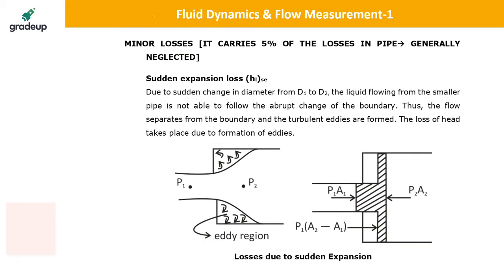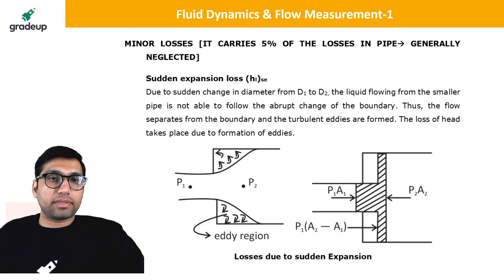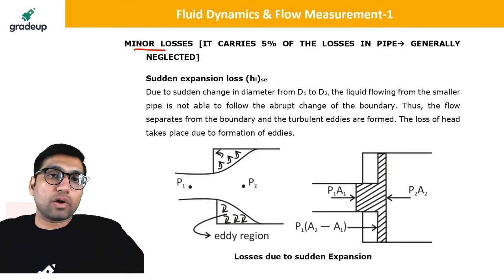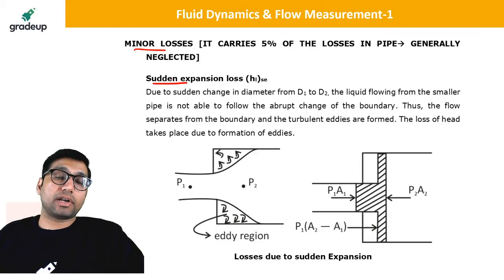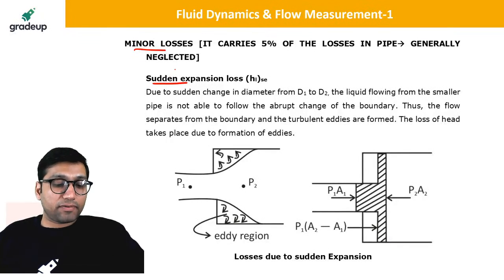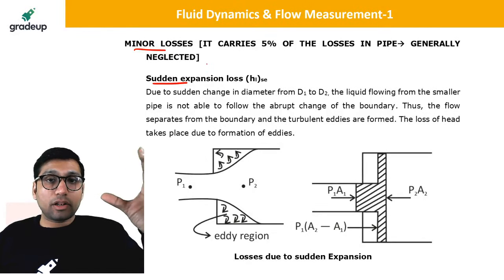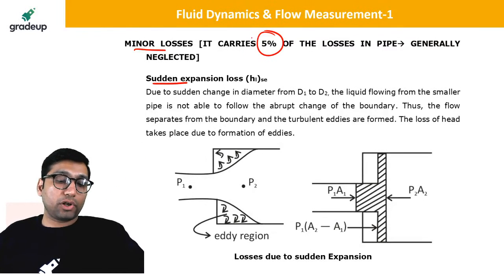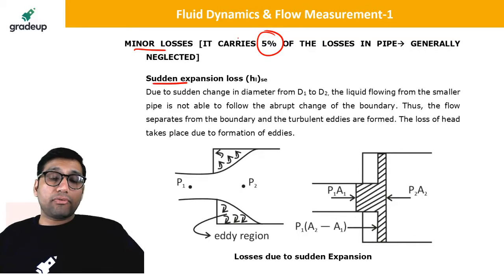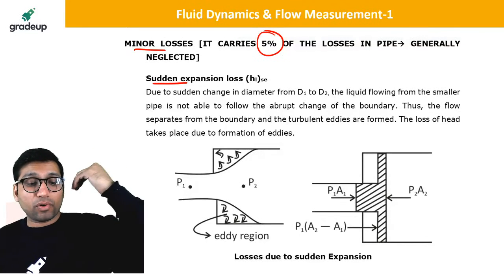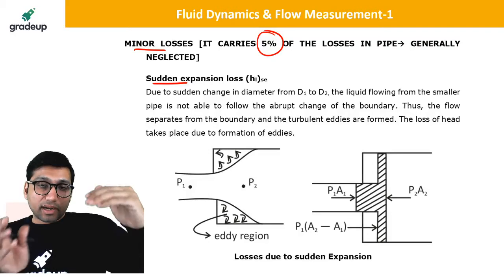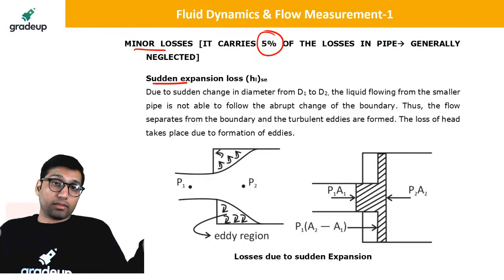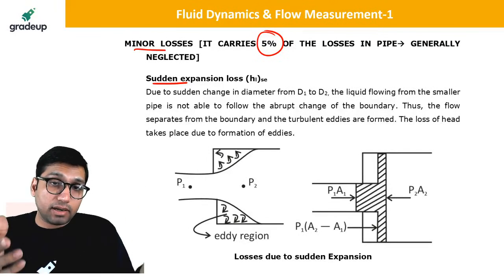Okay. Now another type of losses are basically minor losses. The minor losses are basically sudden expansion loss, sudden contraction loss, exit loss, entry loss, bend losses. So these are the different types of minor losses. But these losses carry only 5% of the loss, because these losses only take place when there is a sudden expansion while flow takes place in a pipe. When suddenly the diameter of the pipe has increased, or suddenly the diameter of the pipe has decreased.